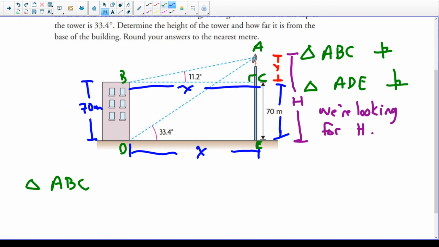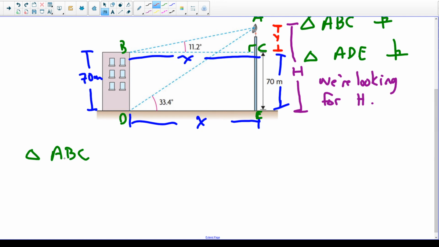So let's work with that x. I'm going to use red because red's going to contain the y that I'm talking about here. So in triangle ABC, we have an opposite side, little y, and we have this side x, which is the adjacent side. And that means I can write tan 11.2 is equal to the opposite side y divided by the adjacent side x.